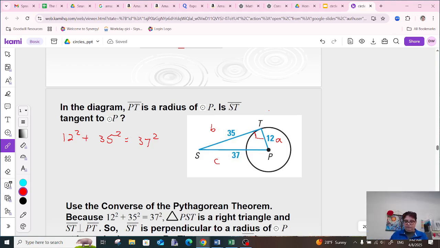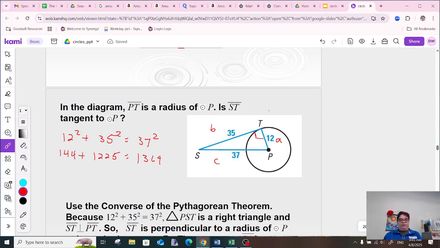Okay. So 12 squared is what? 144 plus what's 35 squared? Okay, and then what's 37 squared? And I'm going to add these together. If this is a total of 1,369, then it is tangent. If not, we say not tangent.